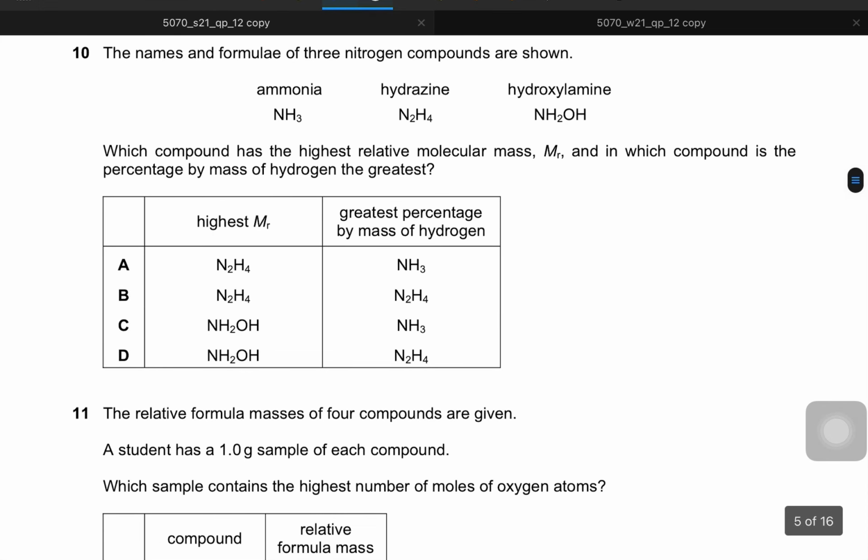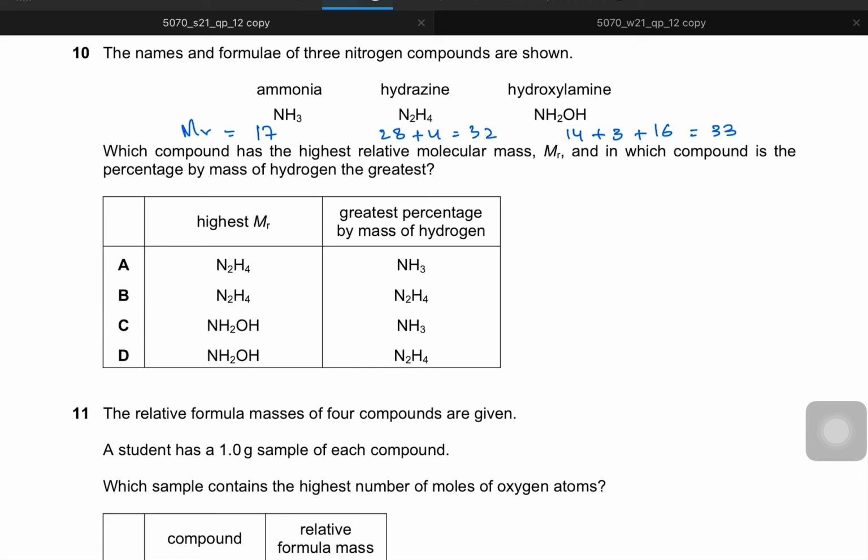The names and formulas of 3 nitrogen compounds are shown: ammonia, hydrazine, hydroxylamine. Which compound has the highest relative molecular mass, and in which compound is the percentage by mass of hydrogen the greatest? So let's find the Mr. Mr for ammonia is going to be 17. It's obviously 14 plus 3. Hydrazine is going to be 28 because there are 2 nitrogens and 4 hydrogens, so it becomes 32. Hydroxylamine is 14 plus 3, which is 17, plus 16. So it's going to be 33.